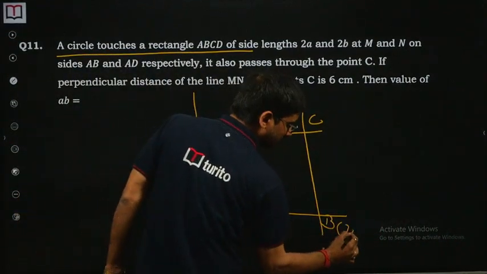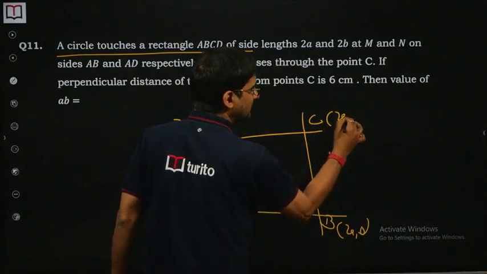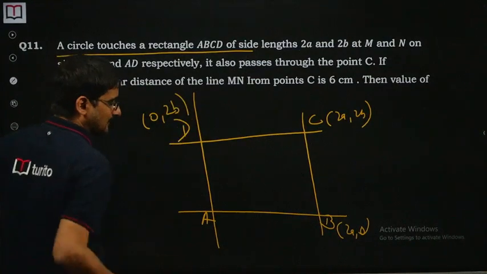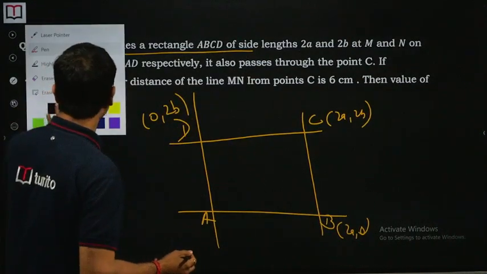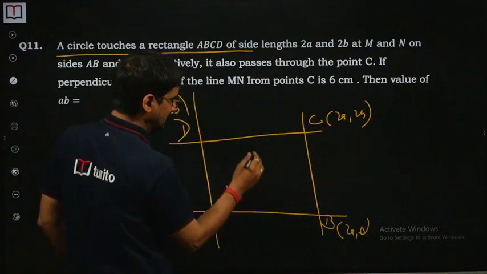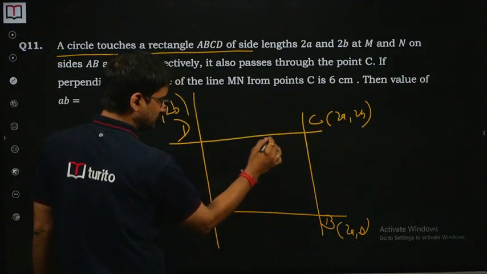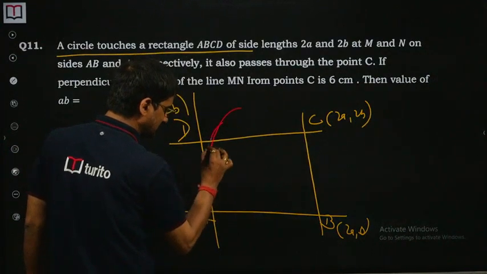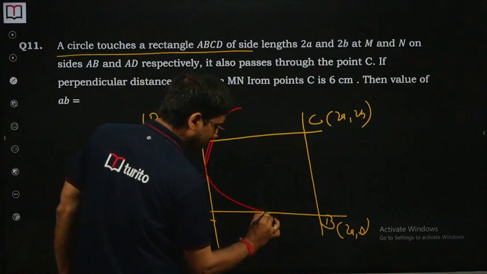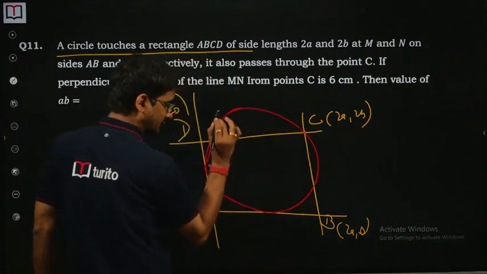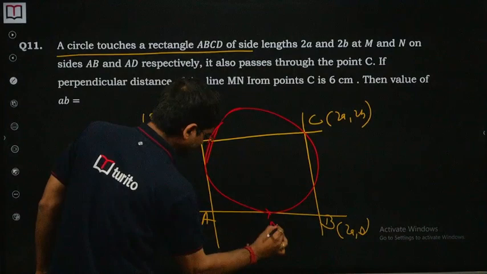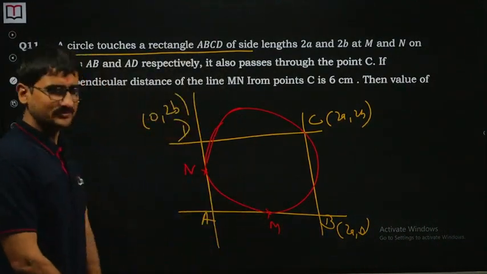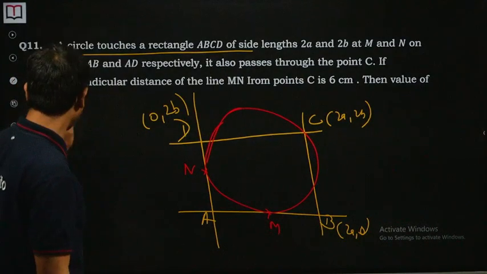So this is (2a, 0), this is (2a, 2b), this is (0, 2b), and that's it. A circle touches AB and AD and passes through the points M and N. Let me try to draw the figure. Something like this. This is M, this is N, and passing through it. Doesn't seem to be a circle, but let's accept it.